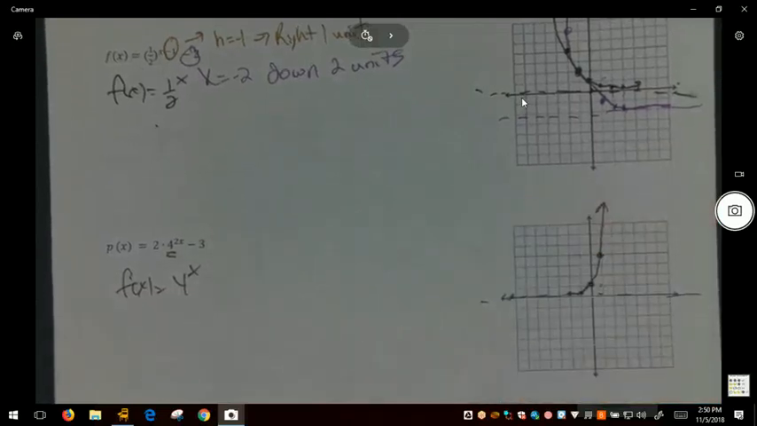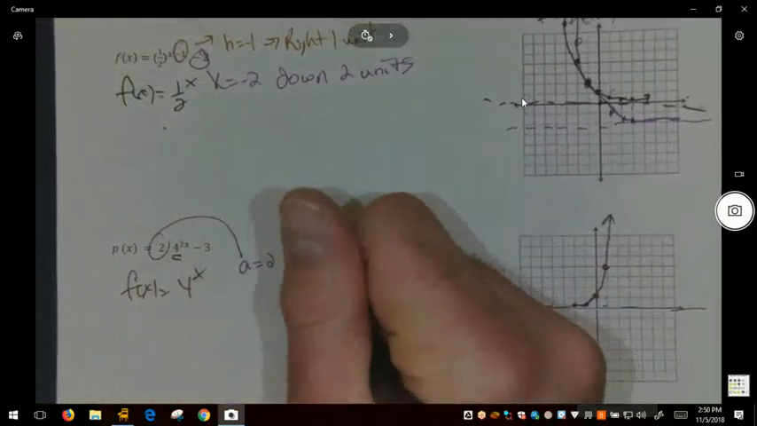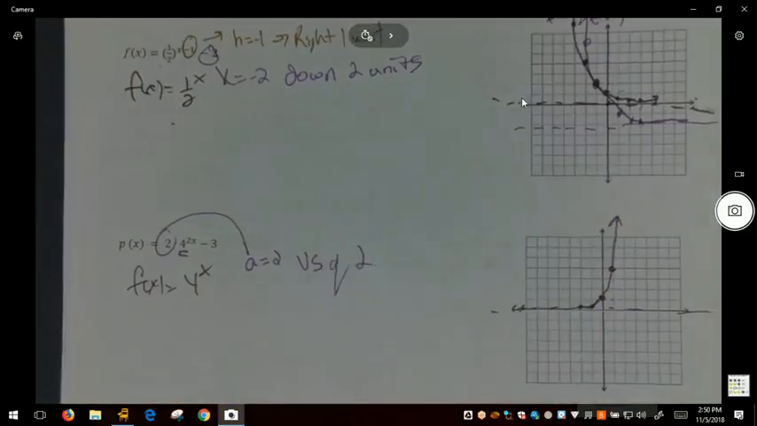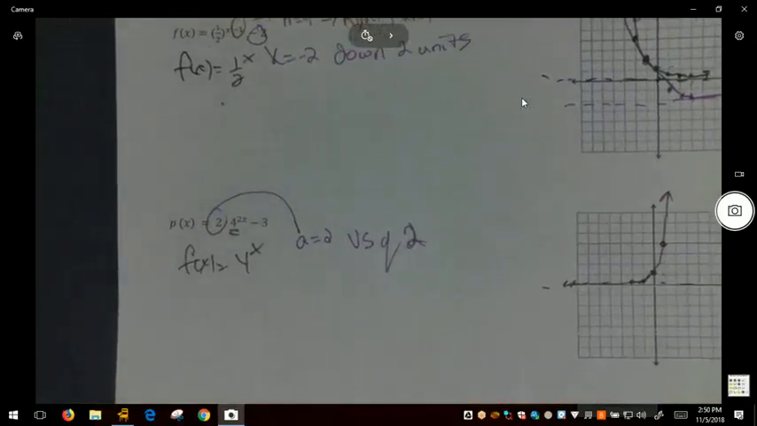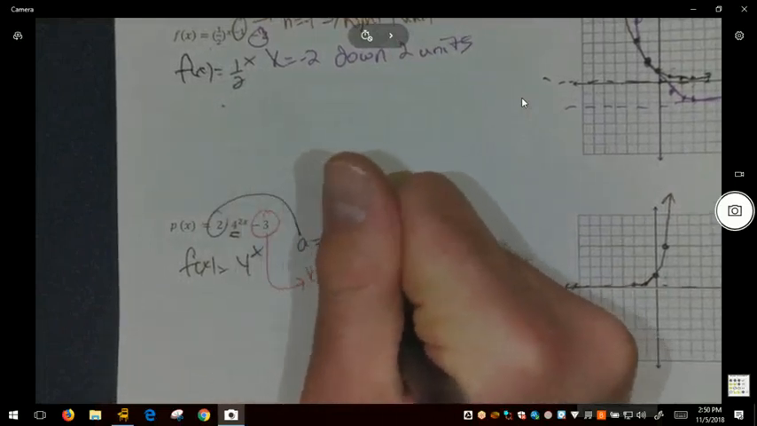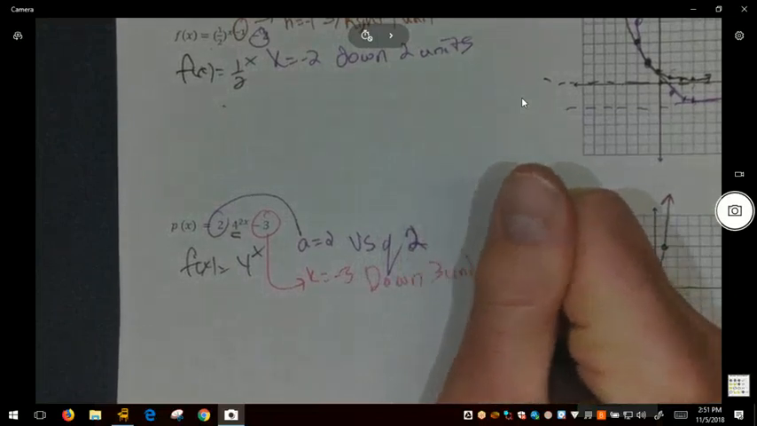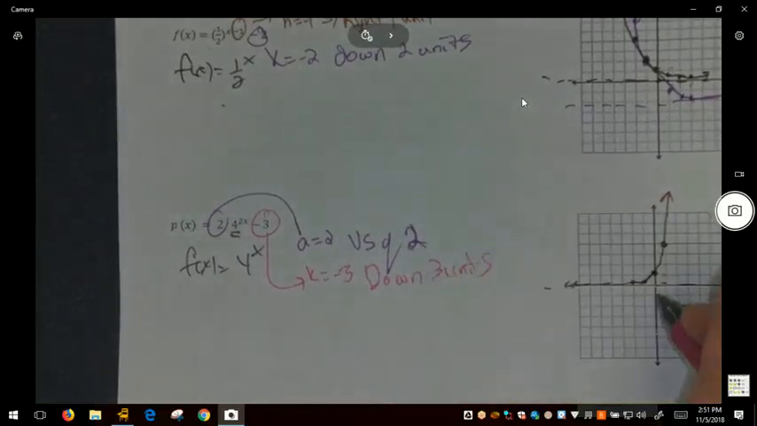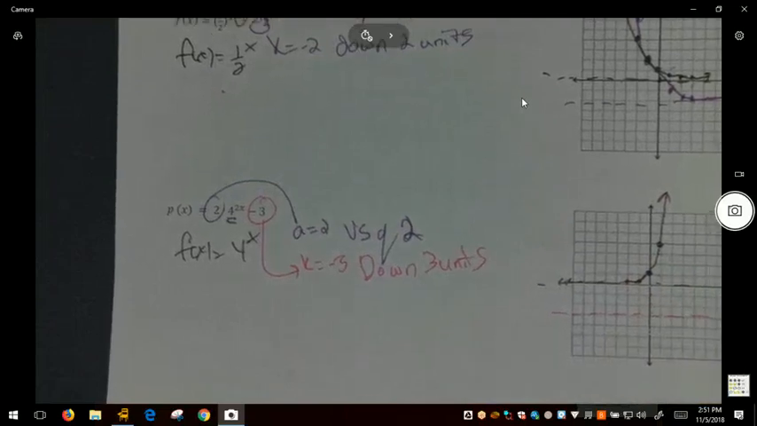Now, I'm most concerned about you describing the transformations. A is 2. This means that there will be a vertical stretch of 2. Every point will be twice as high as it was on the previous graph. Also affecting the height of the graph is that k is negative 3, shifting everything down 3 units, including the horizontal asymptote being shifted down 3 units.